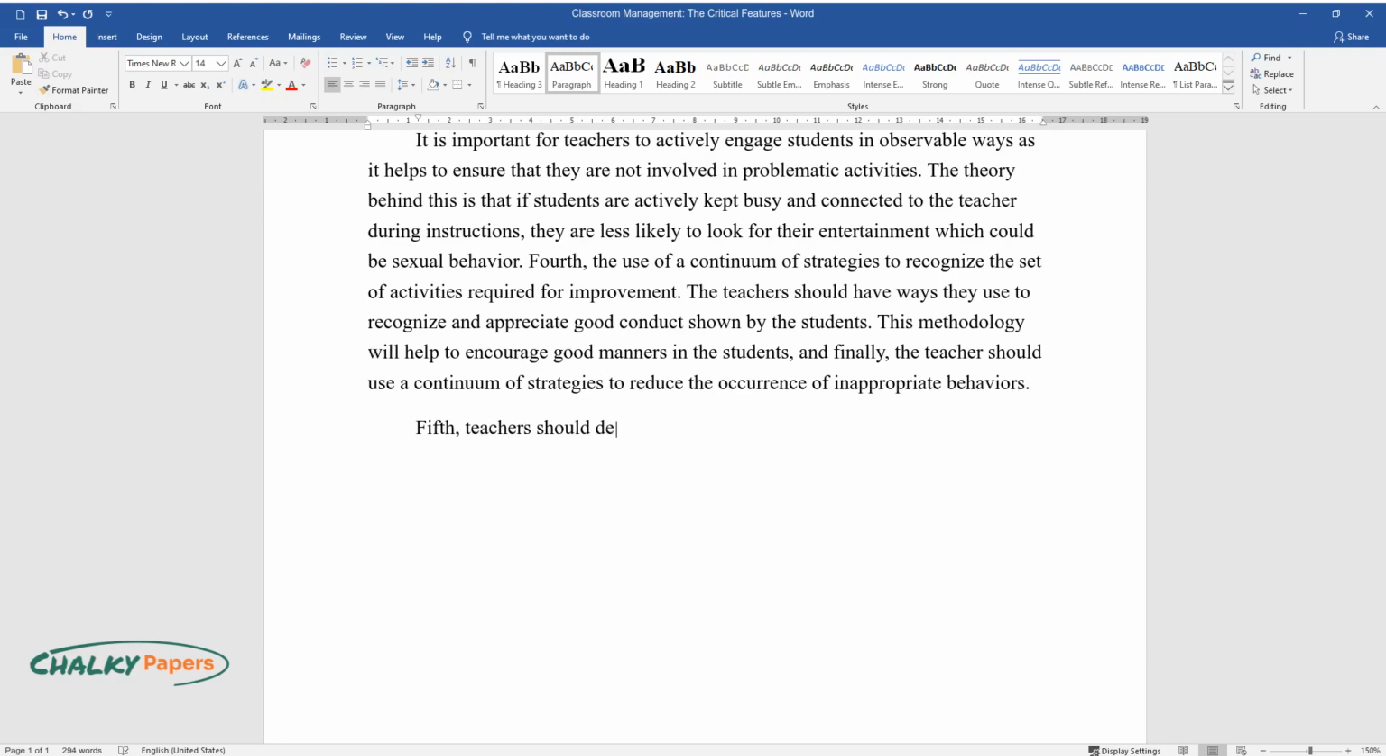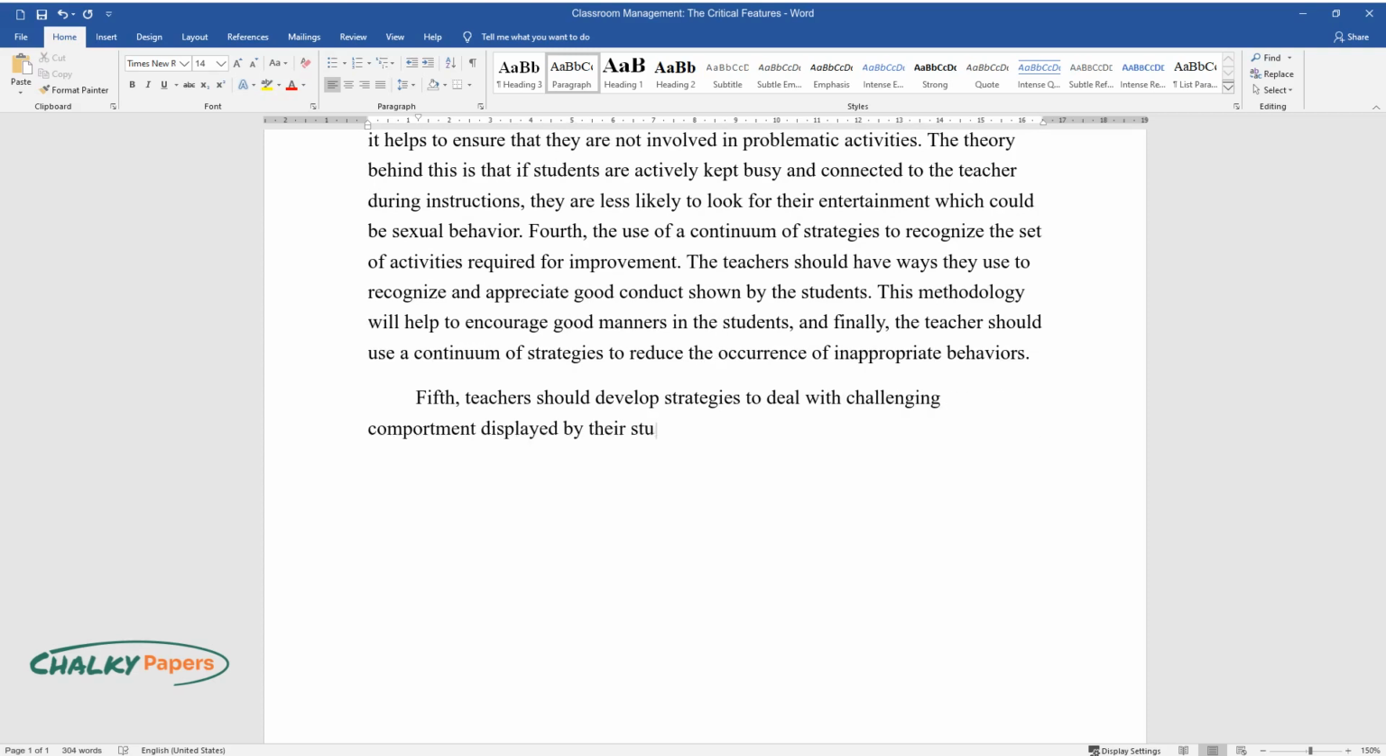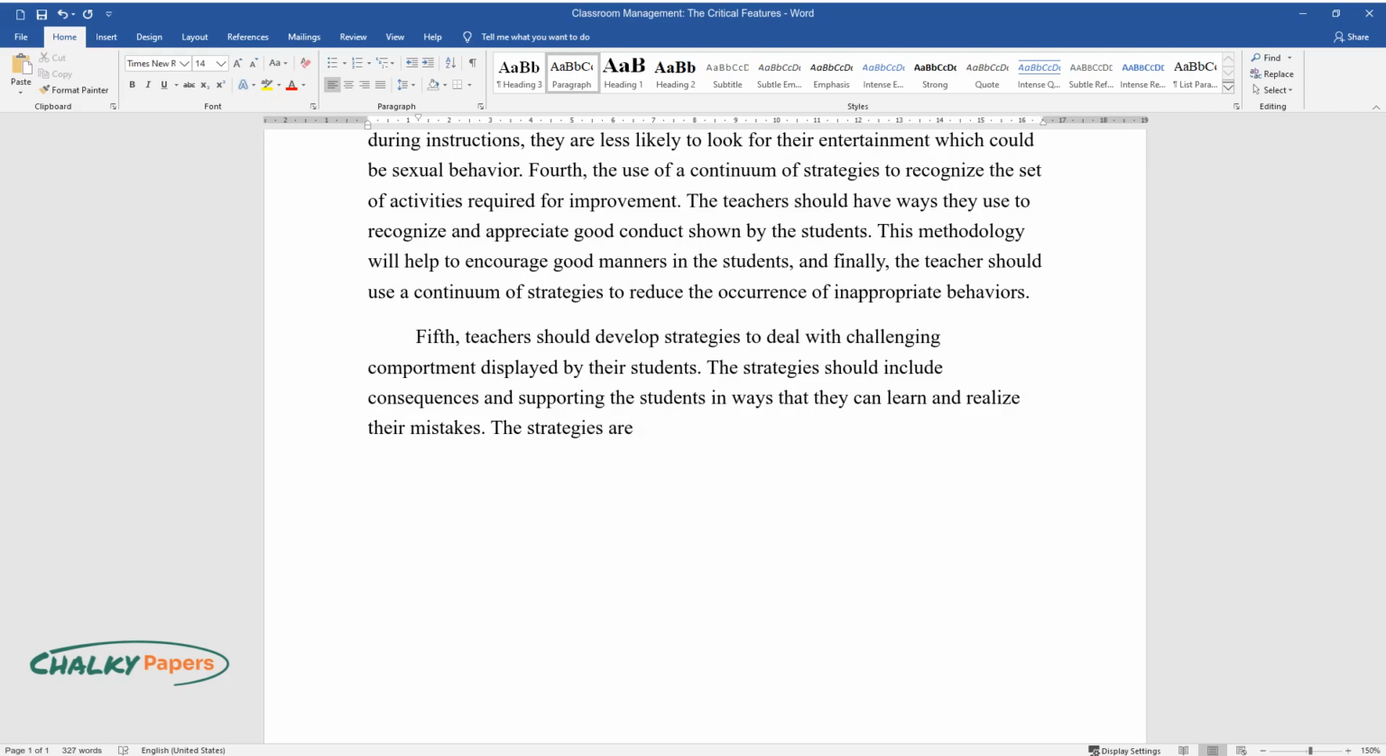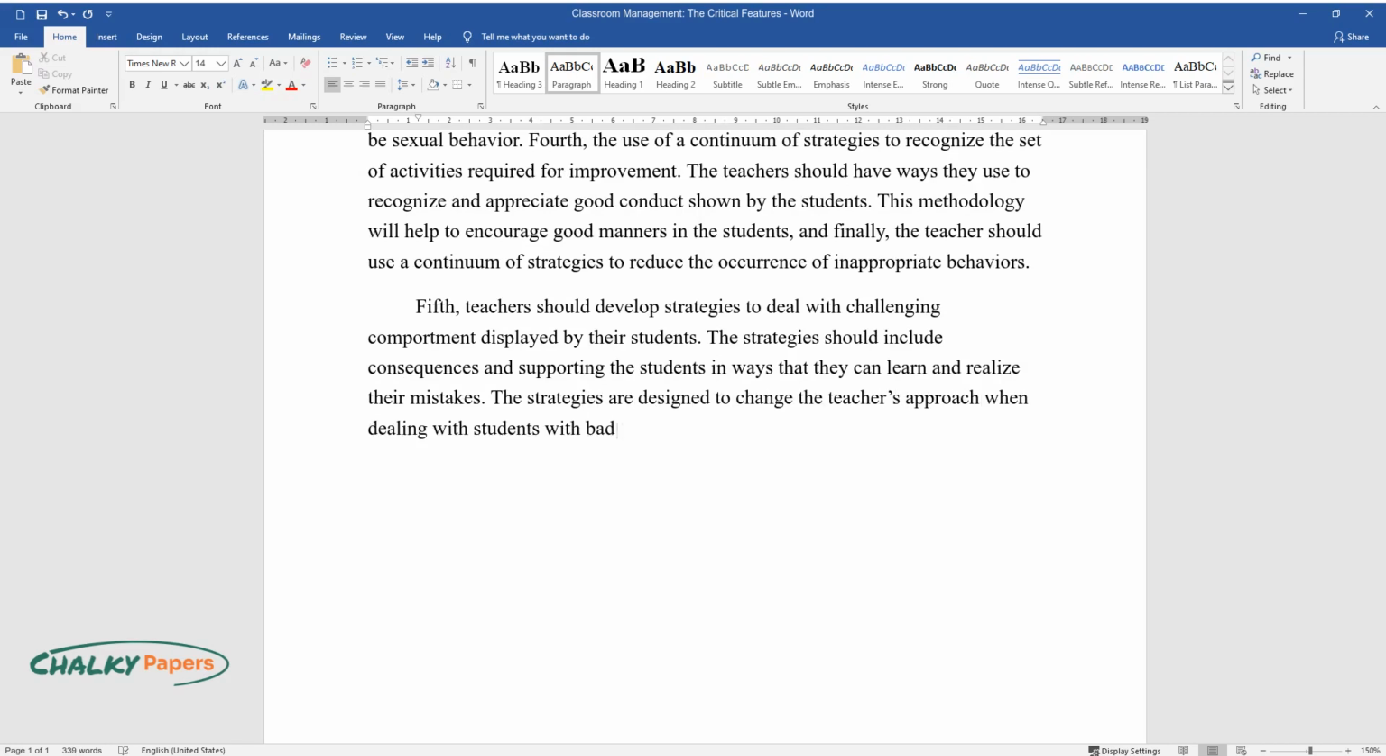Fifth, teachers should develop strategies to deal with challenging comportment displayed by their students. The strategy should include consequences and supporting the students in ways that they can learn and realize their mistakes. The strategies are designed to change the teacher's approach when dealing with students with bad behavior.